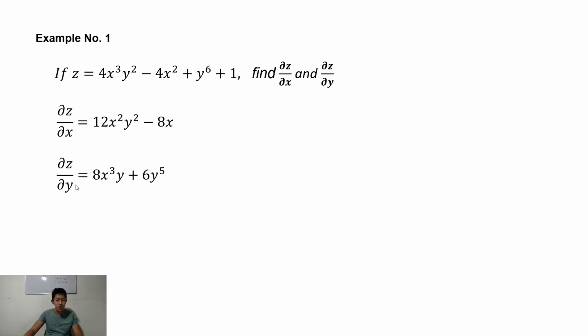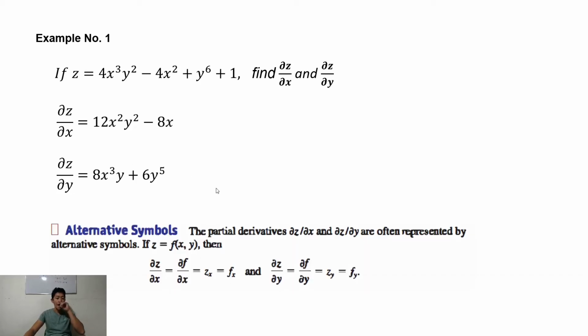As well for the partial of z with respect to y, these values are constants, so you have 8x cubed y, and then 0, and then 6y to the 5. Now, there are alternative symbols for the partial derivatives. For example, the partial of z with respect to x, you can write it in either of these ways. Okay?